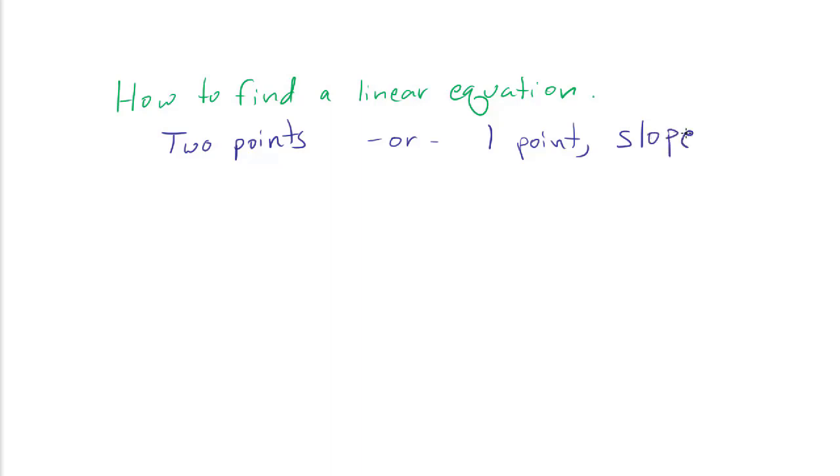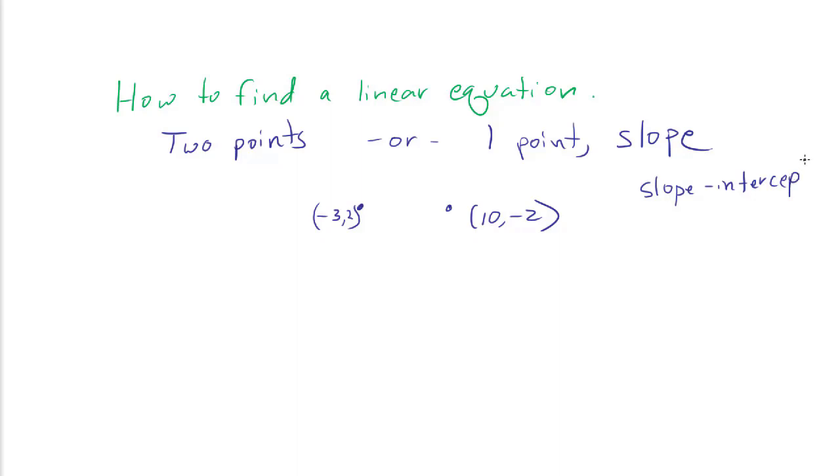Let's start with the case of 2 points. Suppose I had the point -3, 2, and the other point was, let's just say, 10, -2. So how do we go about finding the linear equation? Well, first we're going to try and find it in terms of our slope-intercept form. There are 3 forms of a linear equation: slope-intercept, point-slope, and standard form.